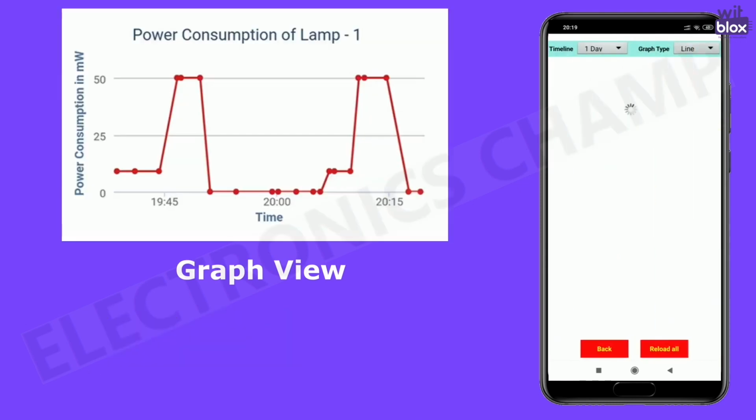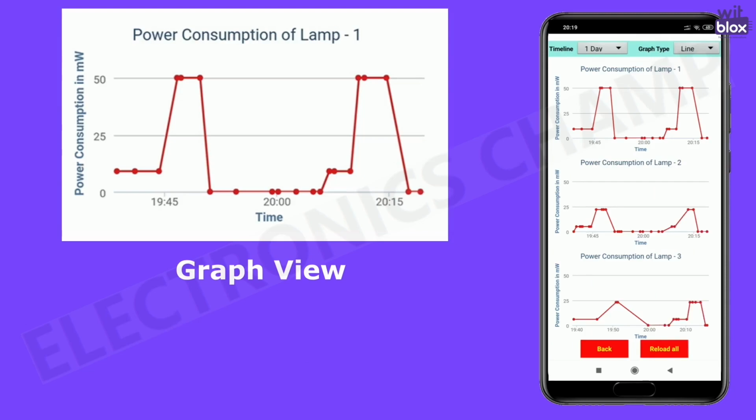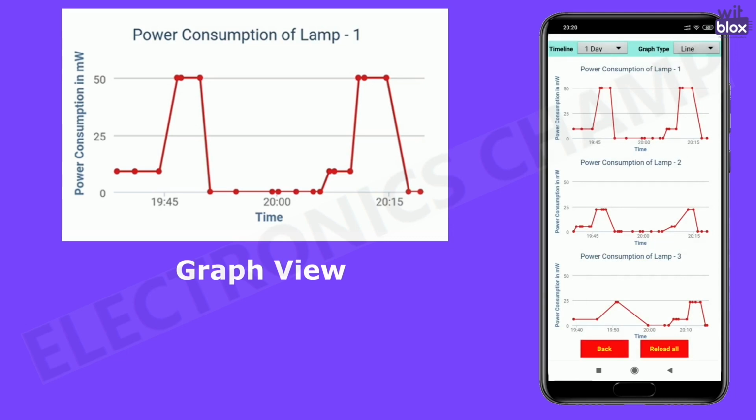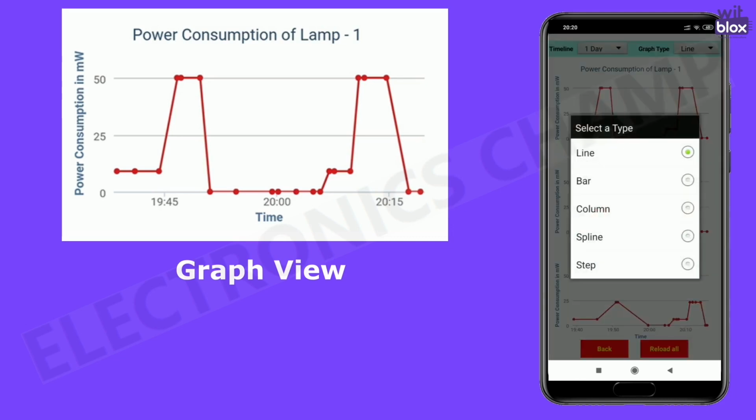The power consumption graph shows the power consumption by the lamps over a period of time. The users are presented with options to view trends and patterns over different timelines. There are also different graph types for the users to choose from.